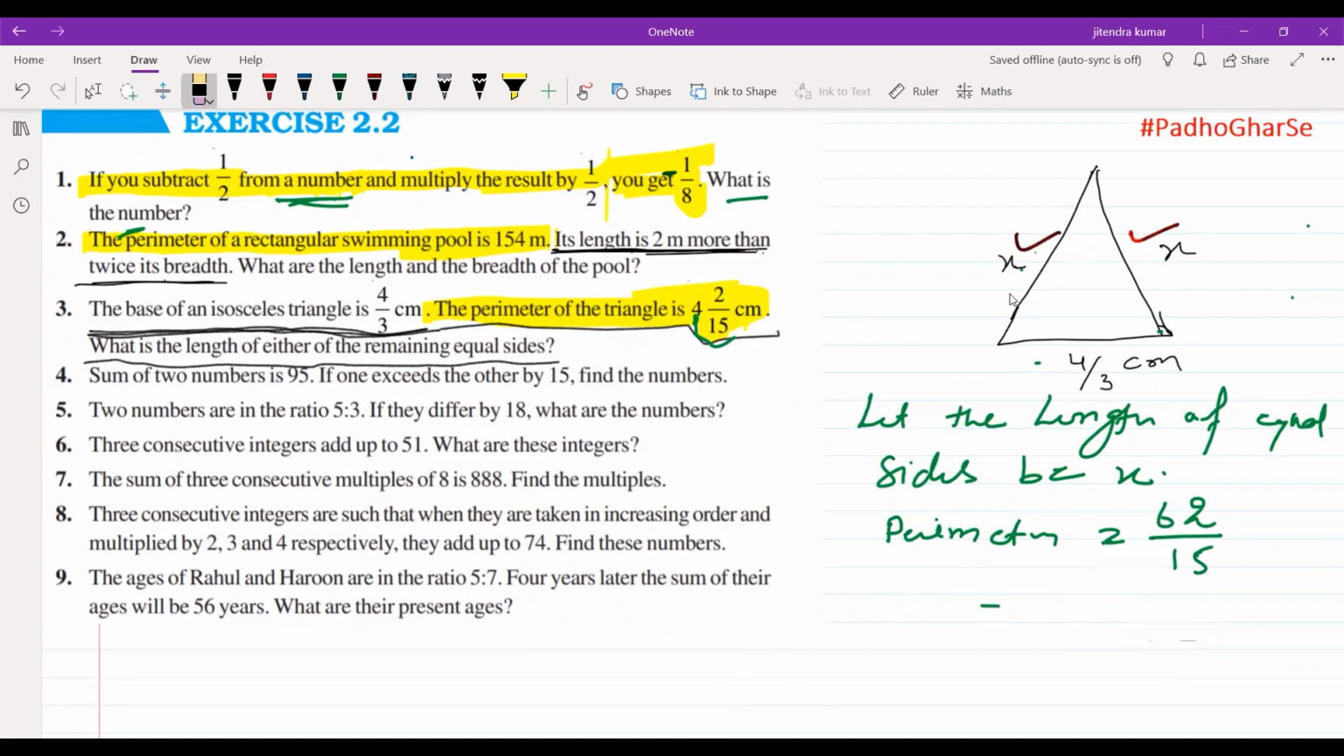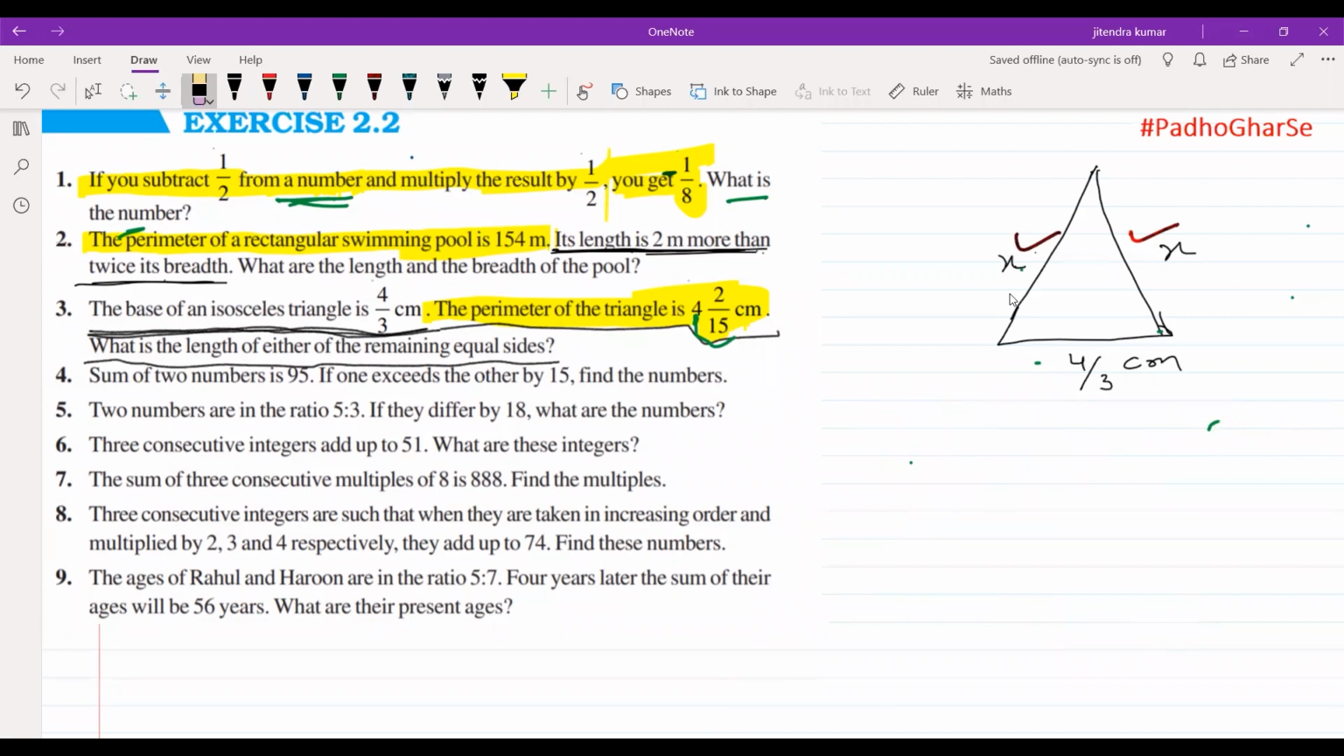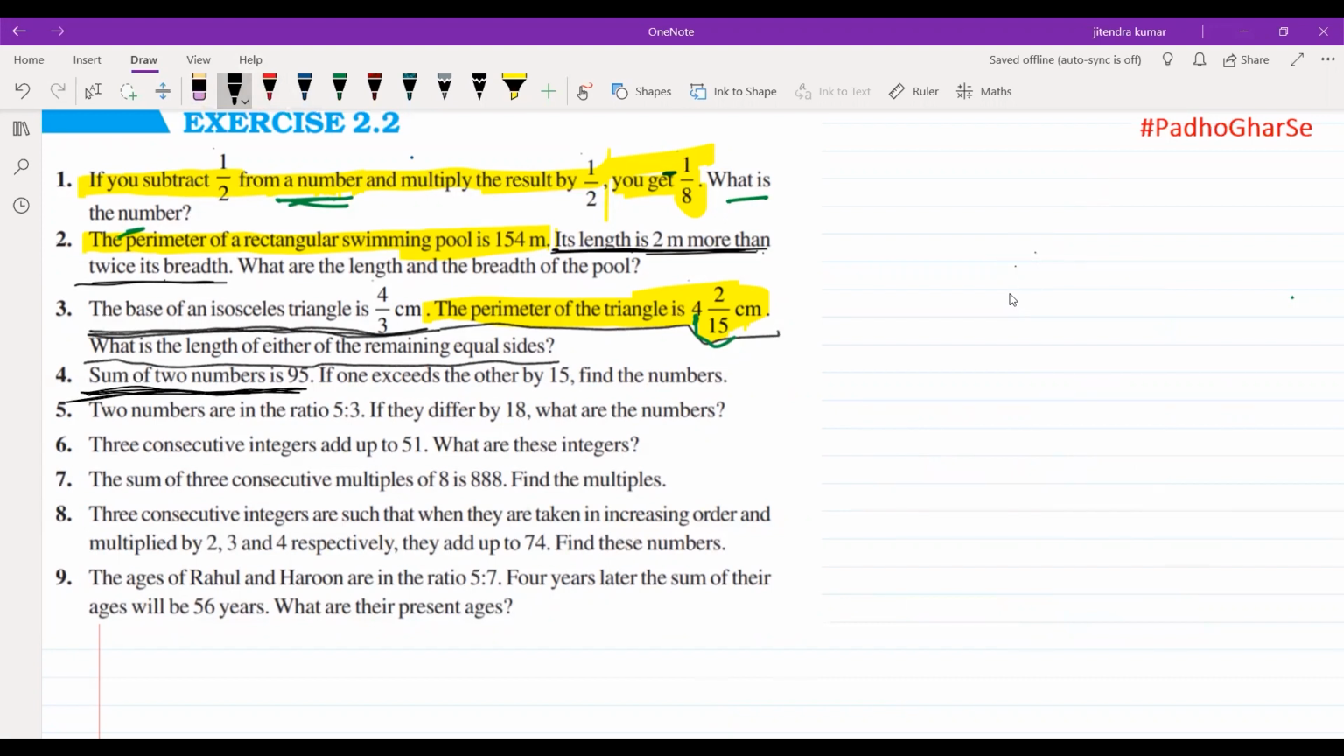Now we will move to question number 4. Let's read it. Question number 4 says that the sum of two numbers is 95. If one exceeds the other by 15, find the numbers. So there are two numbers and one of them exceeds the other by 15. We have already done this type of question, so we will consider any one number as x.